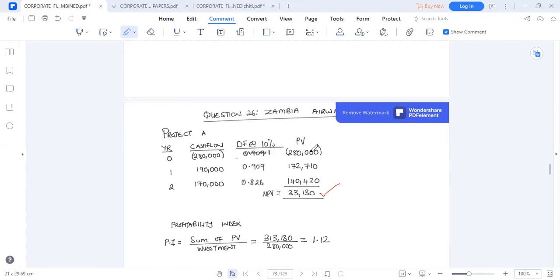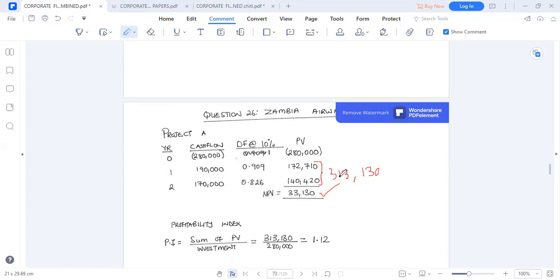Yes. Then the sum of the positive cash inflows is called our present value. So when we add this and that, we're going to get 313,130.